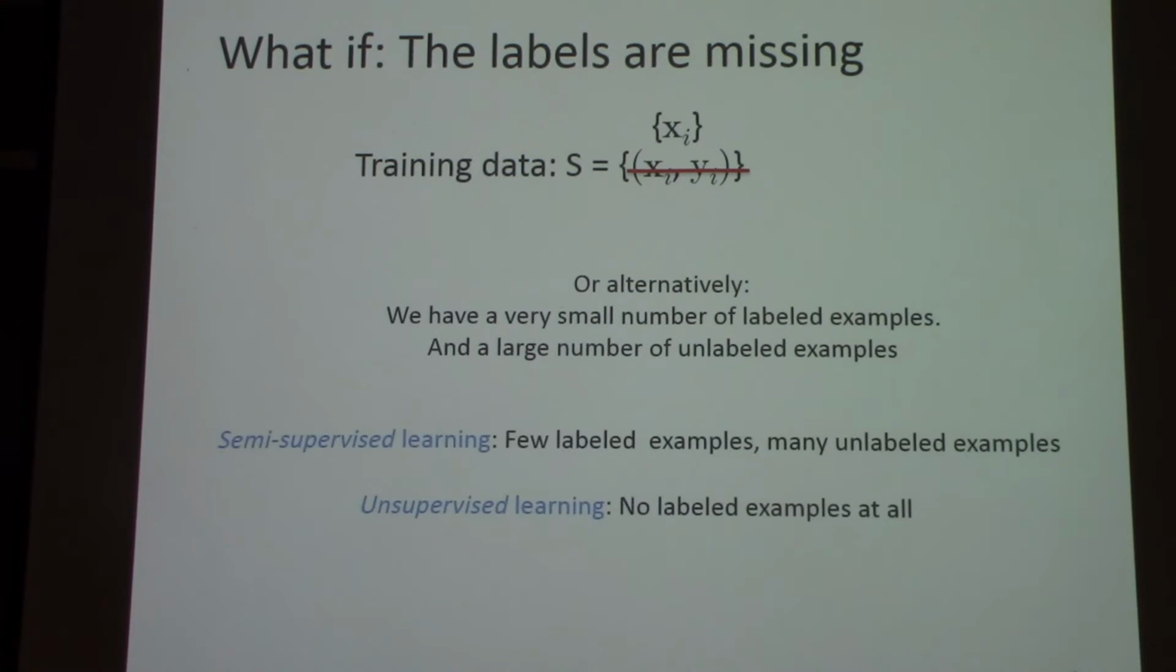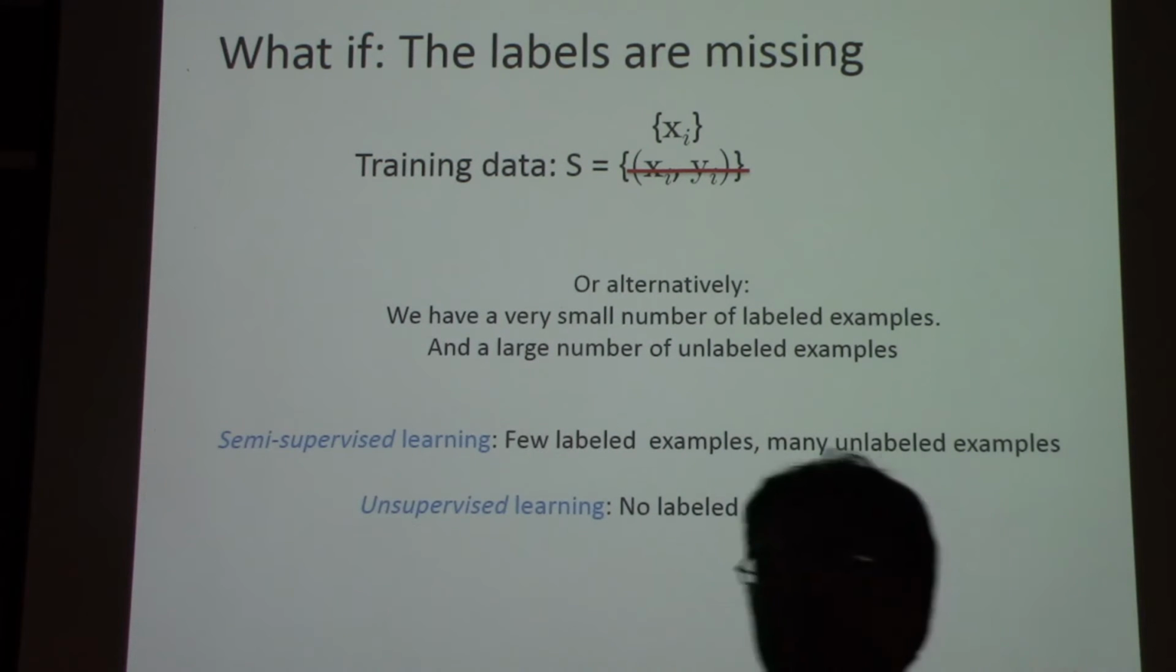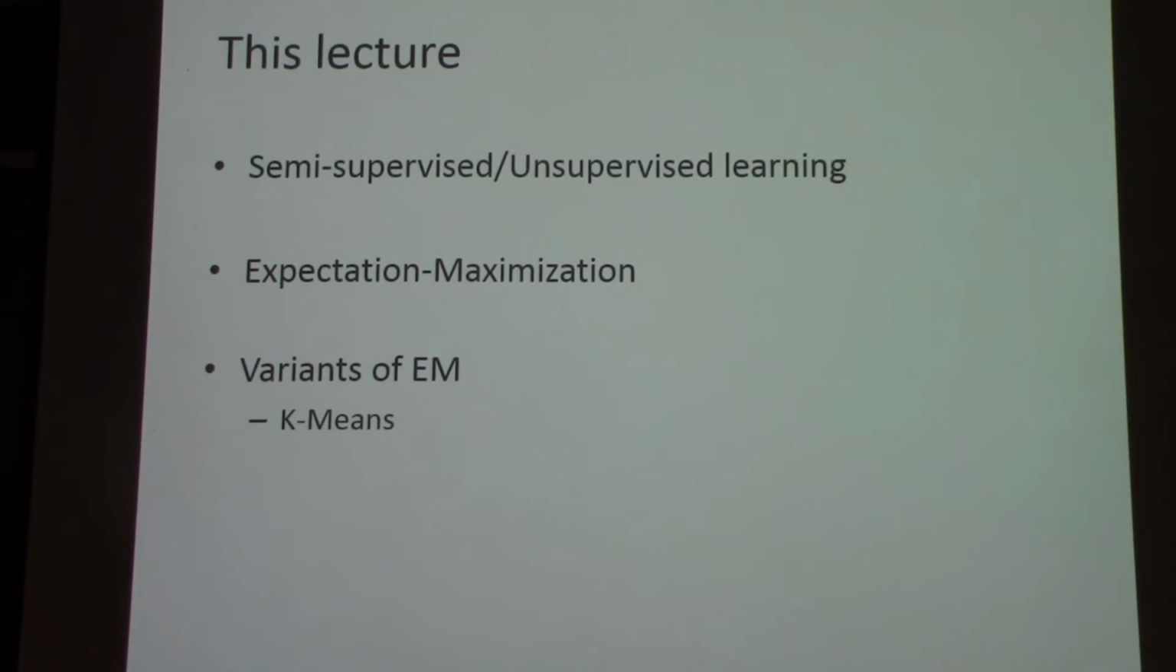The class of problems where you get a few labeled examples and tons of unlabeled examples is called semi-supervised learning. And when you don't have any labels, it's called unsupervised learning. These are technical terms, but their names are obvious. There's no supervision or there's little supervision. So this chapter of the class is going to talk about: can we solve this problem? How do you do it?